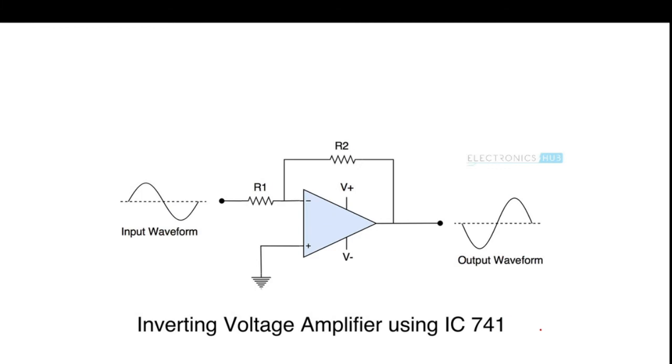Let's observe here. This is the inverting voltage amplifier. Why is it called inverting? Now the input is applied to the inverting terminal, meaning the negative terminal here, through input resistance R1. This is the feedback resistance R2. The feedback resistor is connected across output and input. So this is nothing but a closed loop gain circuit. The output is taken here.